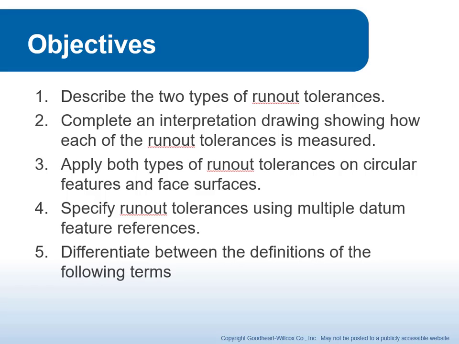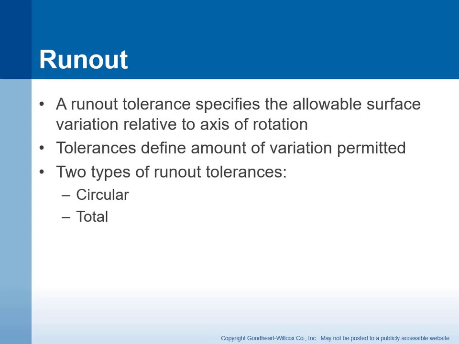So please refer to your objective sheet. Runout. A runout tolerance specifies the allowable surface variation relative to an axis of rotation. Tolerances define the amount of variation that's allowed, permissible variation. There are two types of runout tolerances, just two. One is called circular and one is called total. So circular runout and total runout.